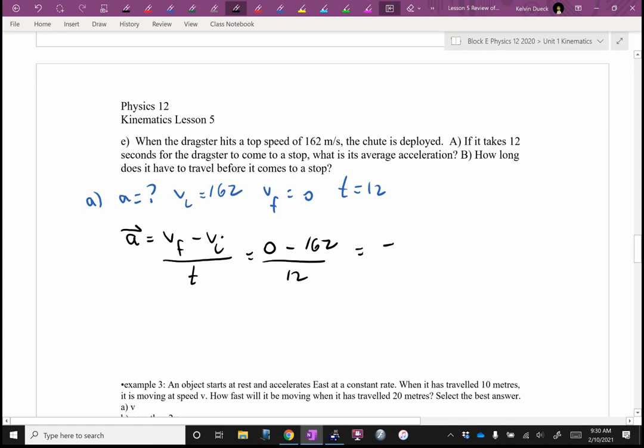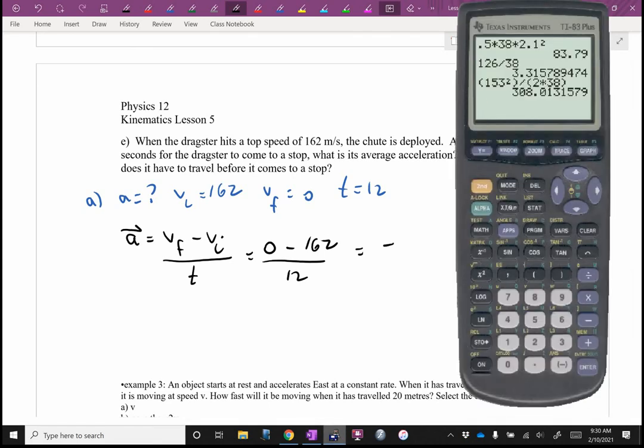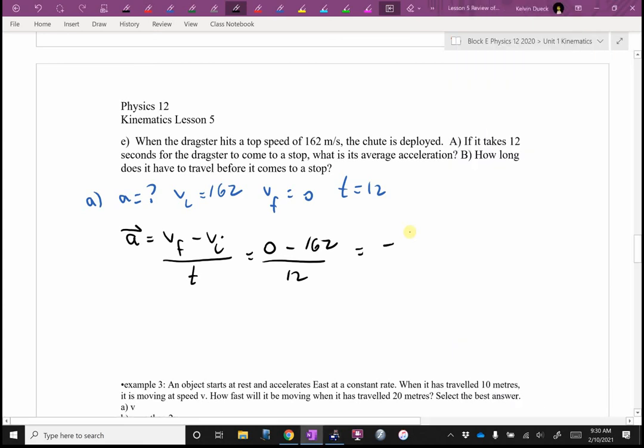What's our slowing down acceleration? Do you get negative 13.5? Pulling about 1.5 g's roughly. Meters per second squared.